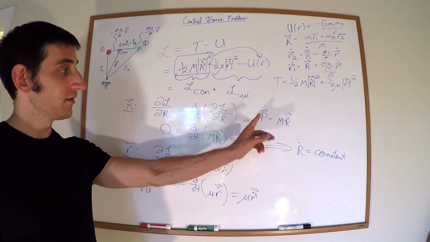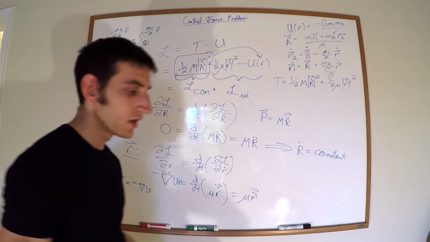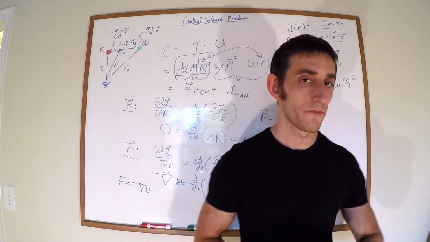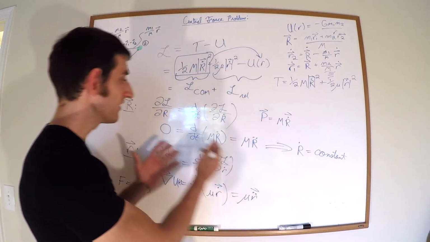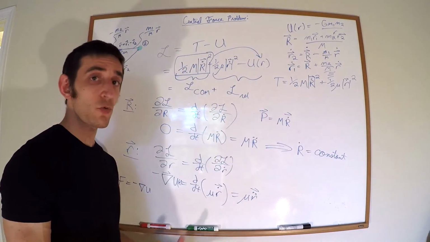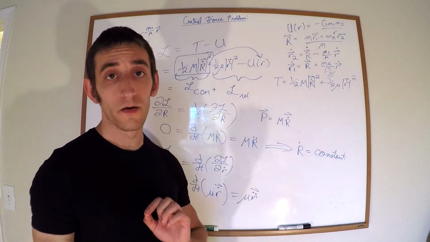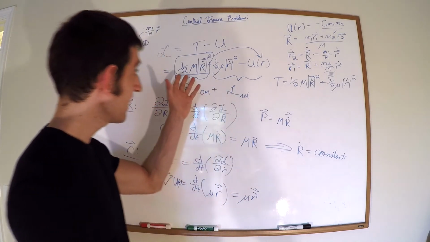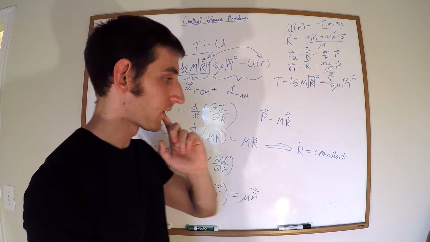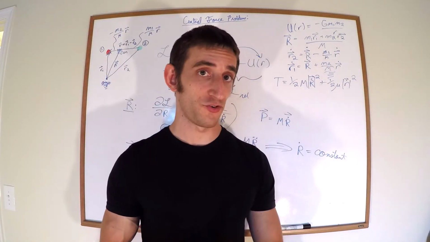And the momentum is constant. So if the momentum is constant, this is pretty much useless. And that's why I called it an ignorable variable. We could say it's constant and lump it into here. That's sort of the mathematical approach.